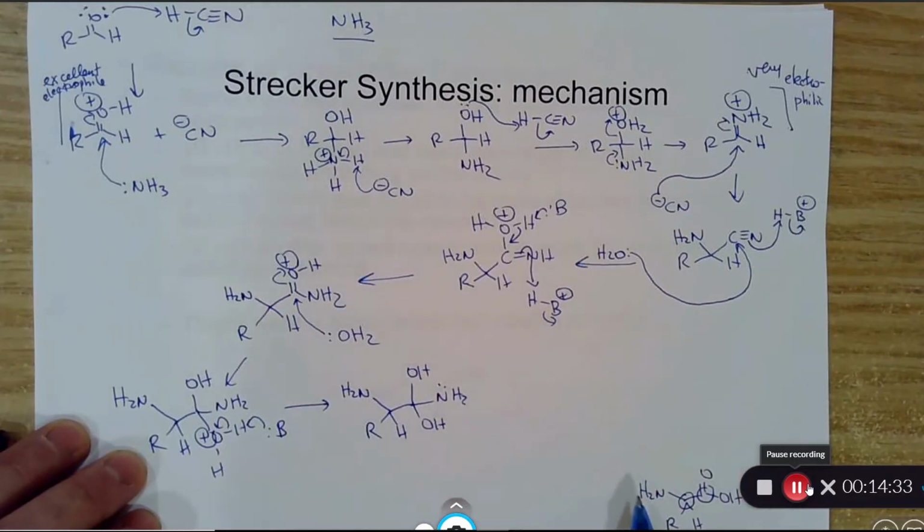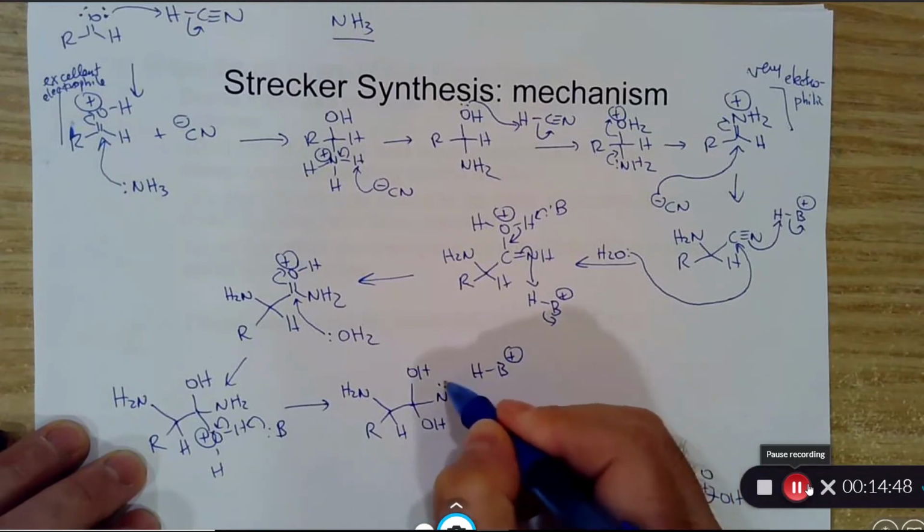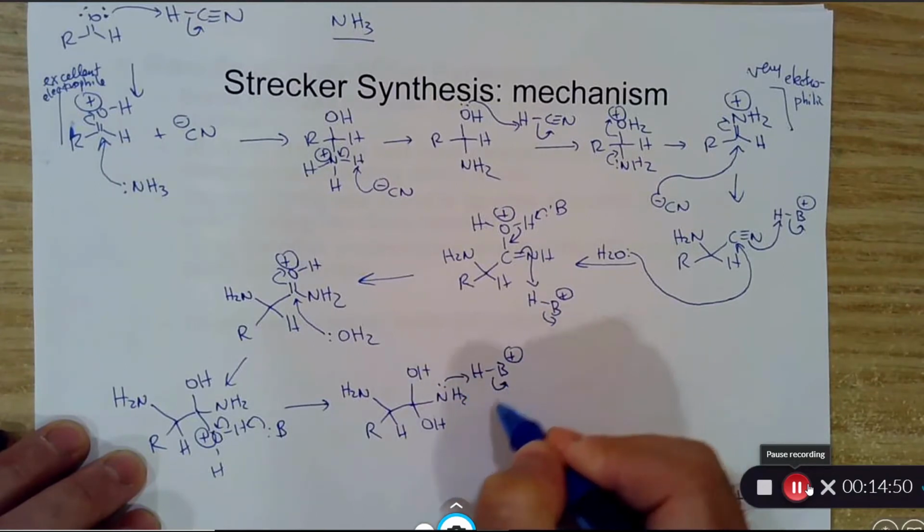And what we need to do, I hope you can see from here, is we need to lose the NH2 group and form a double bond between one of the oxygens and the carbon. So in order to do that, we need to make this NH2 a very good leaving group. So we need to protonate that. That can be done with a generic acid.